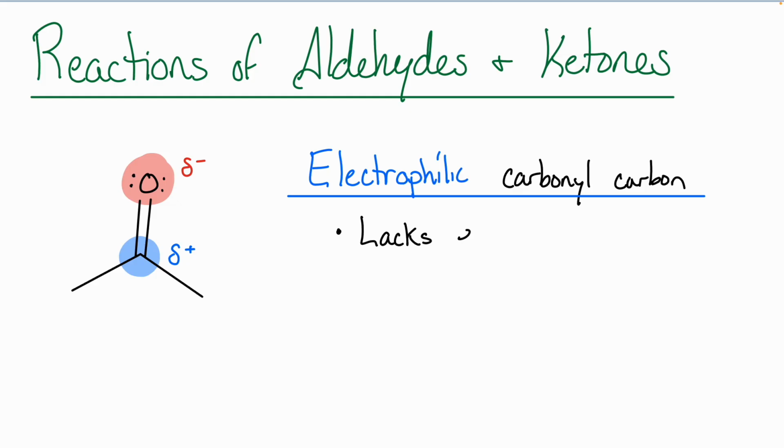Right? It lacks electron density, because of that polar bond where the oxygen is pulling all that electron density onto itself. Okay, but remember the other feature of an electrophile: there are plenty of polar bonds that still aren't electrophiles. Electrophiles also have to be able to accept electron pairs. And these carbonyl carbons are particularly good at accepting electron pairs.